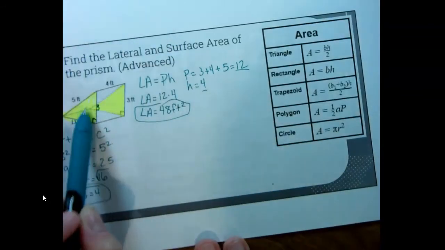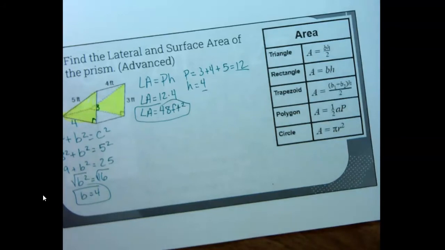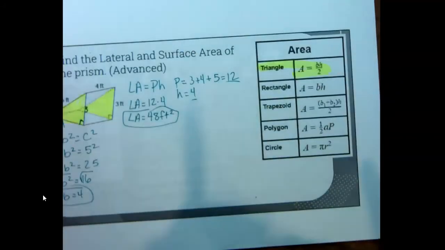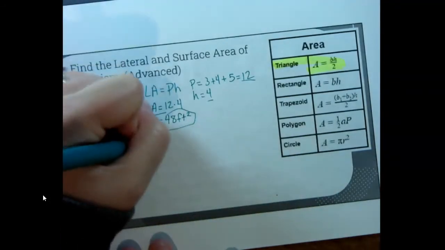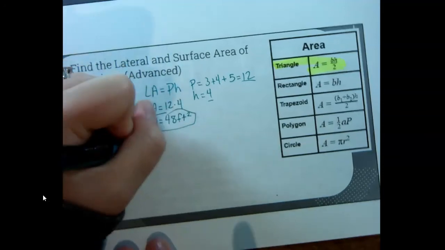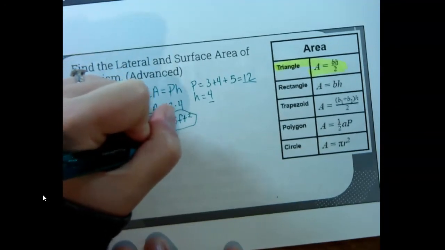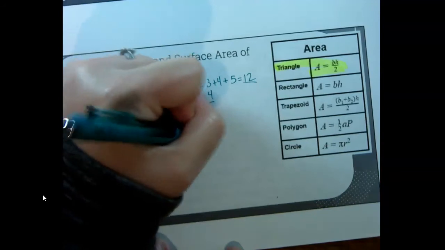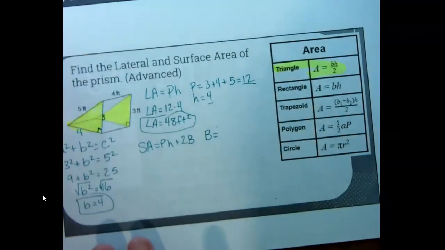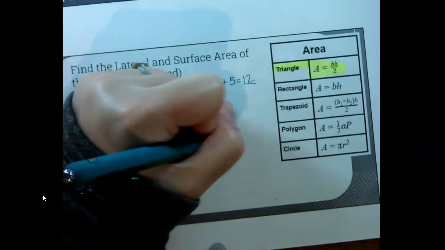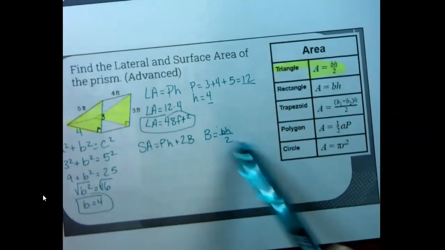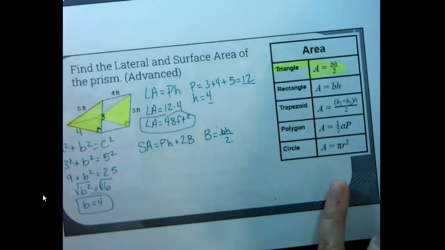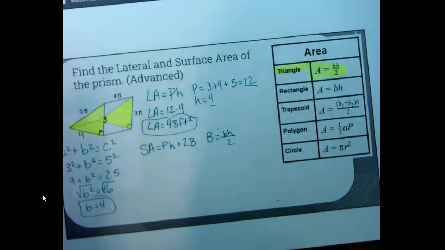All right, now we have everything but the area of those two triangles. So now what we need is the triangle formula, which is right there. The surface area formula is the lateral area plus 2 areas of the bases. What is my capital B? It is this lowercase b times height divided by 2. So the big B, the area of the base, is little b times height divided by 2.